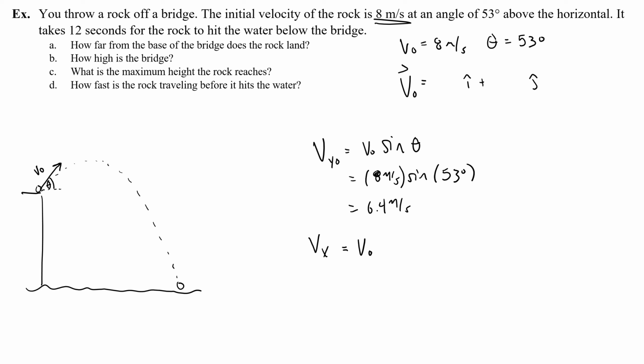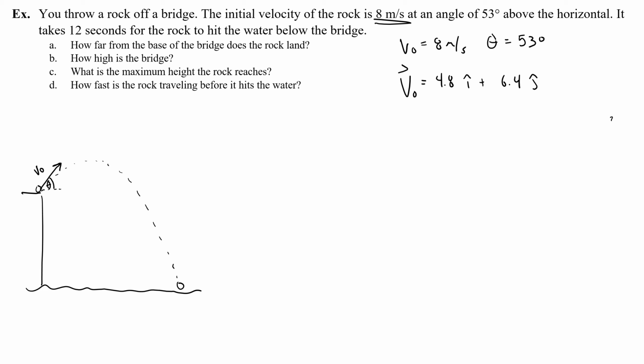Then you would find this by doing v naught cosine theta, which is 8 meters a second times cosine of 53 degrees. And that is going to give you 8 cosine of 53, 4.8 meters a second. So what I'm going to do is store this in ij notation for my initial velocity, and I'll write 4.8 i plus 6.4 j. Then I can get rid of all this work.